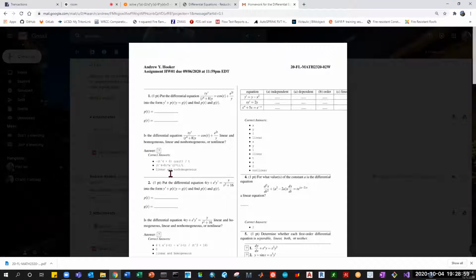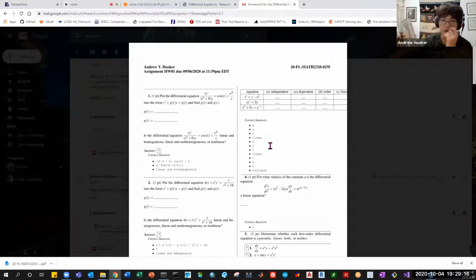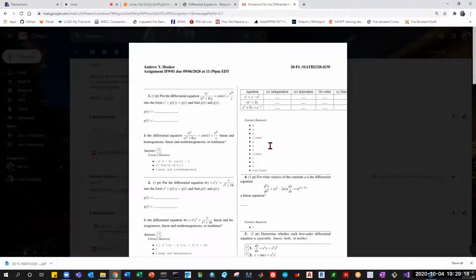And the answer is linear. Let's look at the y first. This is linear because you don't have a y prime squared or y squared. It's only to the first power. So that would be linear. And this is non-homogeneous because look at the right-hand side. You can't make the right-hand side zero, because you have this cosine t.